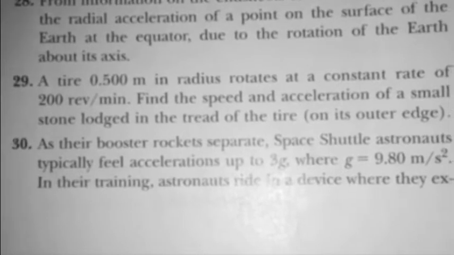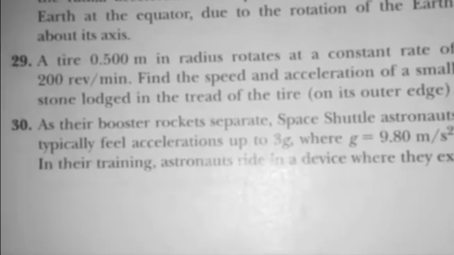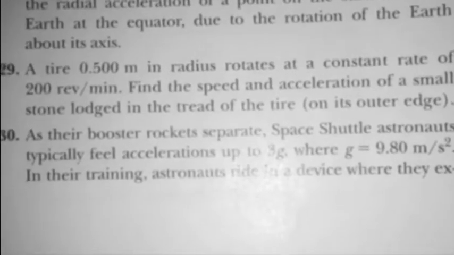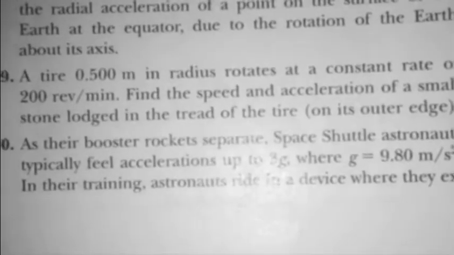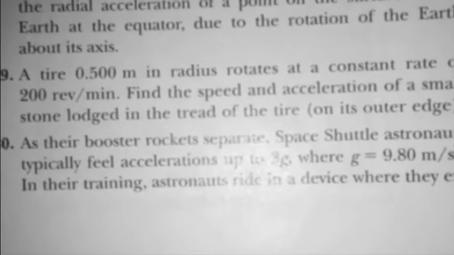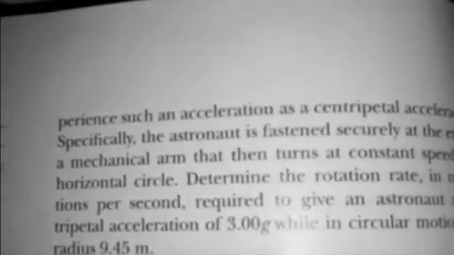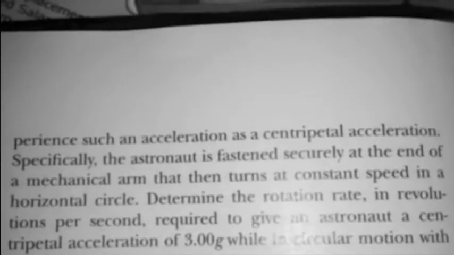As their booster rockets separate, Space Shuttle astronauts typically feel accelerations up to 3 Gs, where a G is equal to 9.80 meters per second squared. In their training, astronauts ride in a device where they experience such an acceleration as a centripetal acceleration.